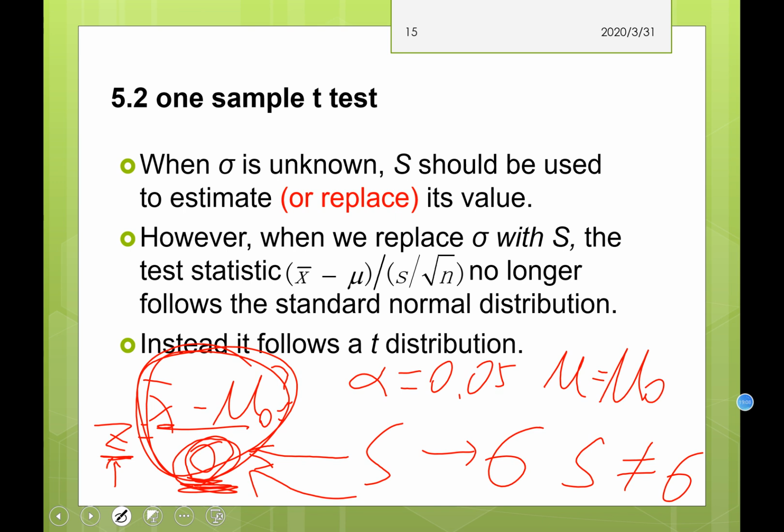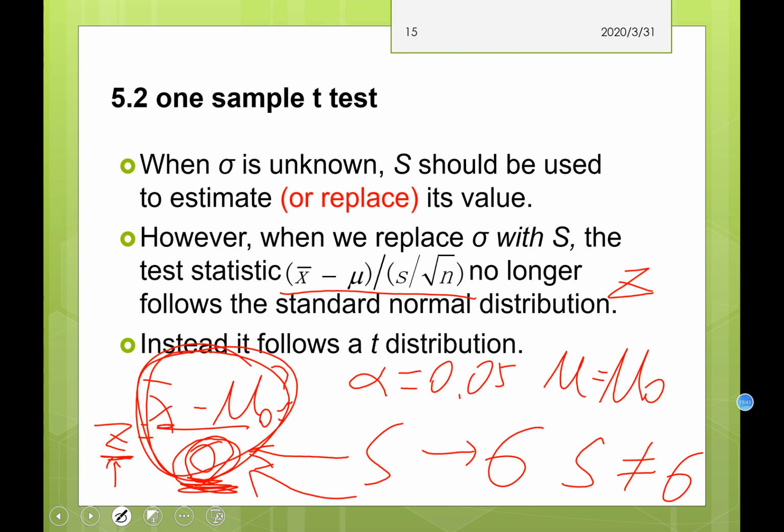So that means when we replace sigma with S, the test statistic, that is the ratio, I have mentioned that. The ratio will no longer follow the standard normal distribution. That means the test statistic no longer follows the Z distribution. So we cannot use the Z test.